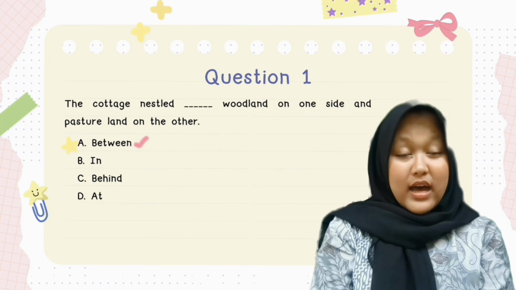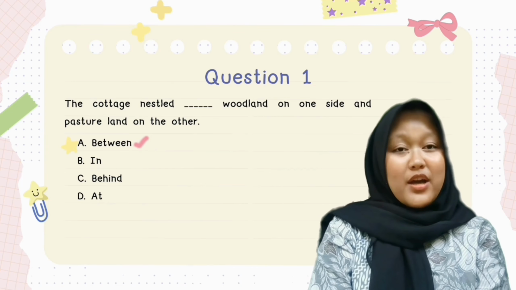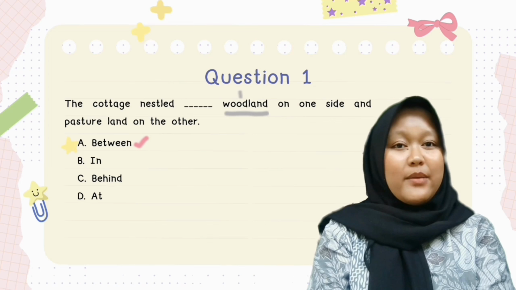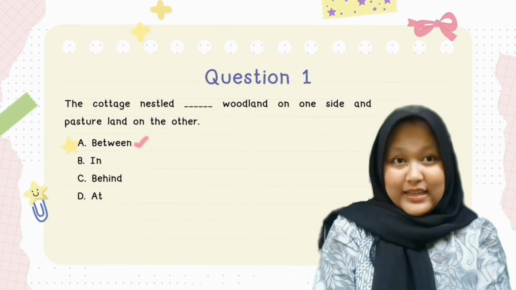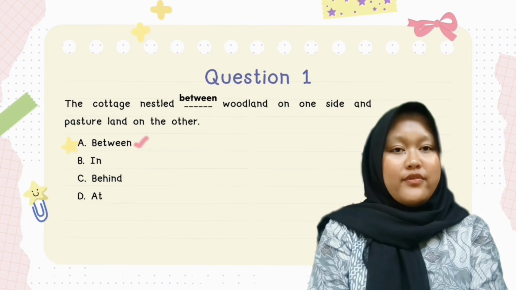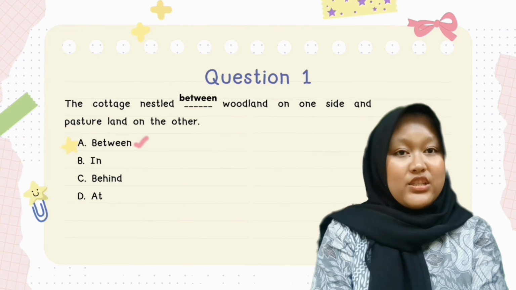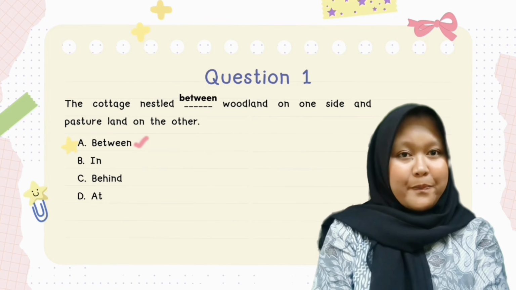Between. Why? Because the sentence is talking about two places, woodland and pasture land, and when something is located in the middle of two things, we use the preposition between. So the full sentence would be: the cottage nestled between woodland on one side and pasture land on the other.